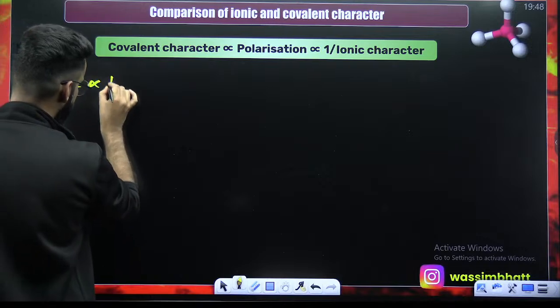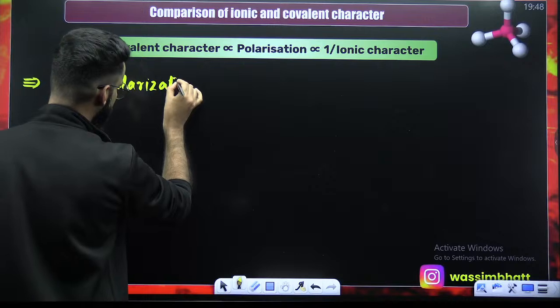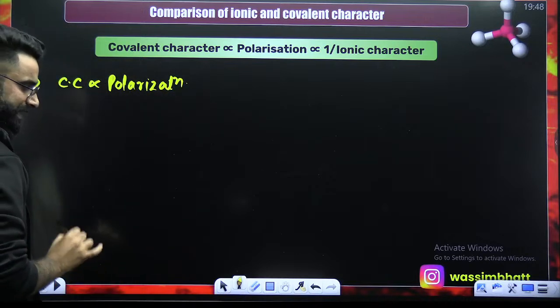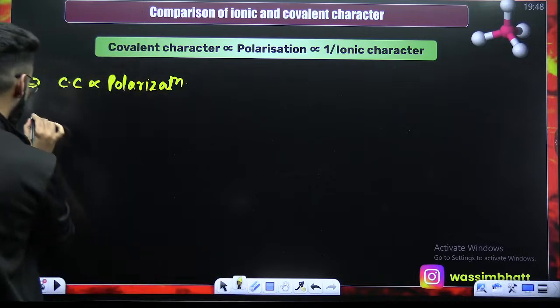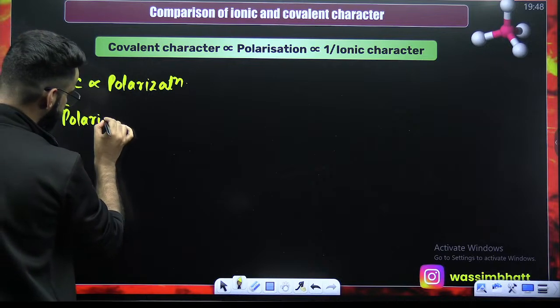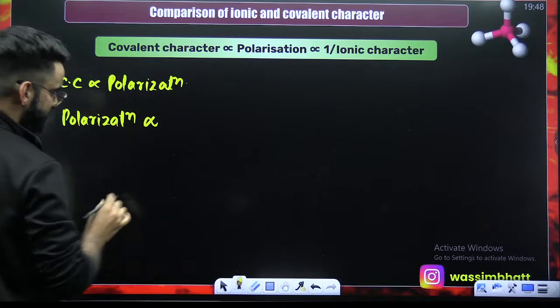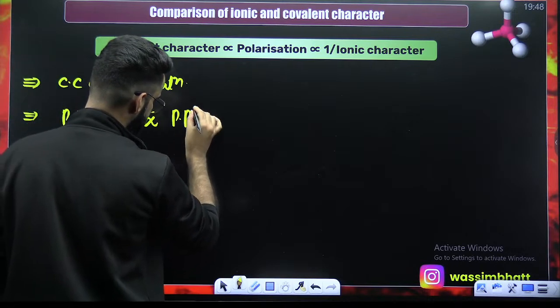First of all, that is directly proportional to polarization. That's directly proportional to distortion of electron cloud. Number one. Number two, polarization is directly proportional to what? It is directly proportional to polarizing power of cation.